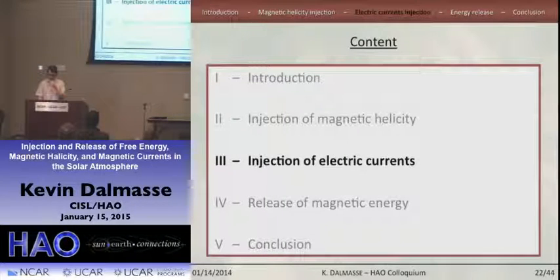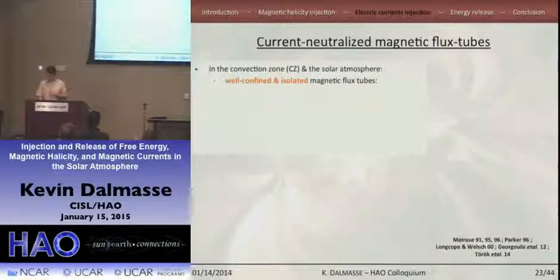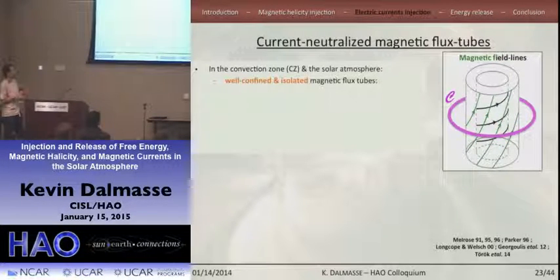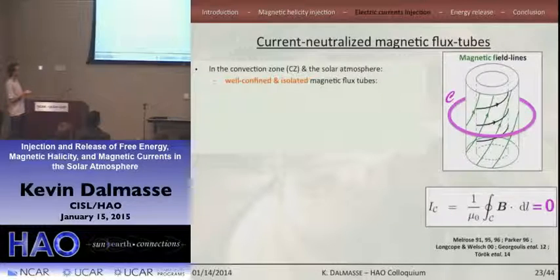Okay, so let's move to the second part of my thesis, which was about the neutralization of electric currents in active regions. In the convection zone and in the solar atmosphere, magnetic flux tubes are believed to be well confined and isolated. This means that if you take a twisted flux tube, like this one, and then we draw a closed curve C around this flux tube, then the total electric current enclosed by this curve should be equal to 0.